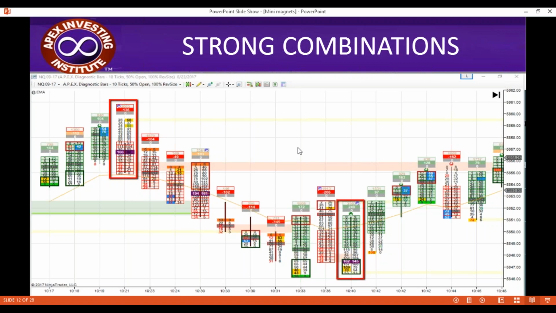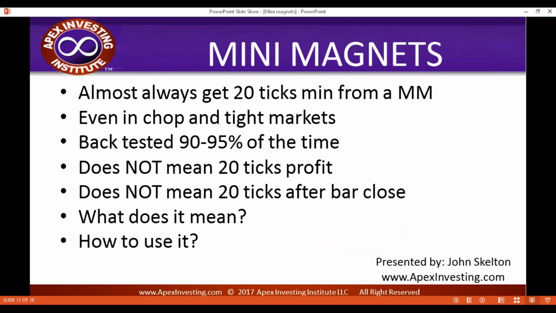Karen says, can you use them to tighten your stops? Absolutely, Karen. Let me show you a couple other examples here. Real quick though, this is something that we have back tested a lot. Lori and I have spent a lot of time on this. On mini magnets, you'll almost always get a 20 tick push off of a mini magnet minimum. Now listen very closely here. This is even in chop or tight markets, you almost always get a 20 tick push, like 90 to 95% of the time.